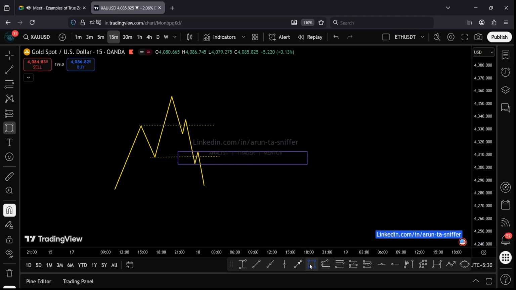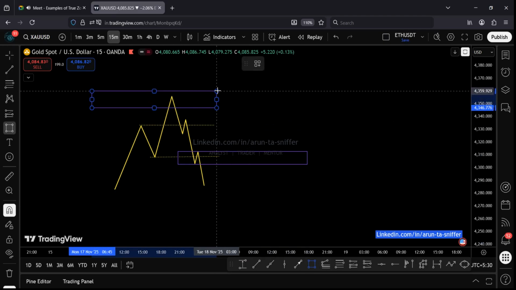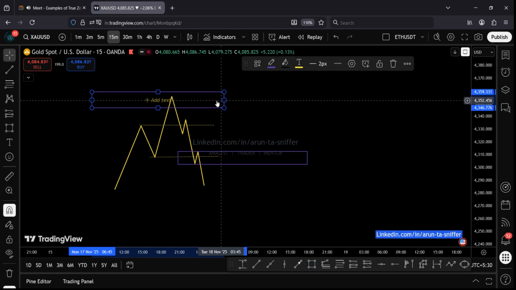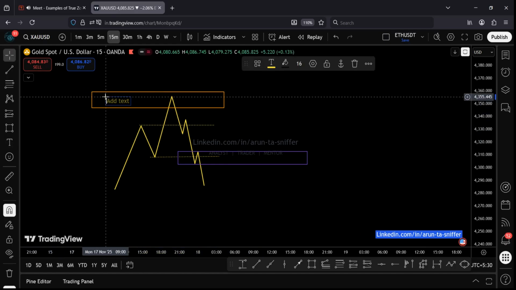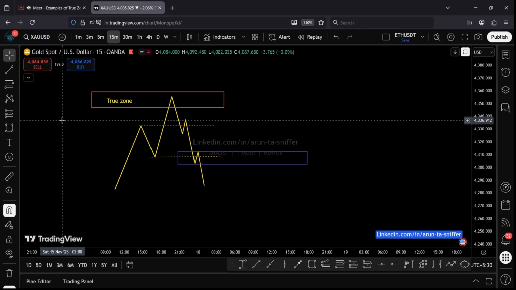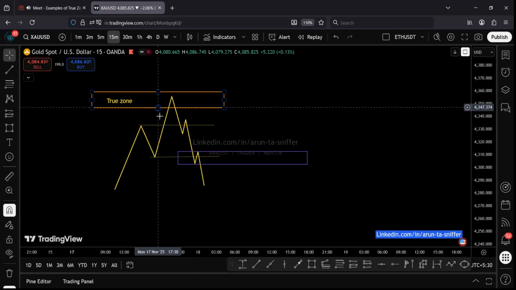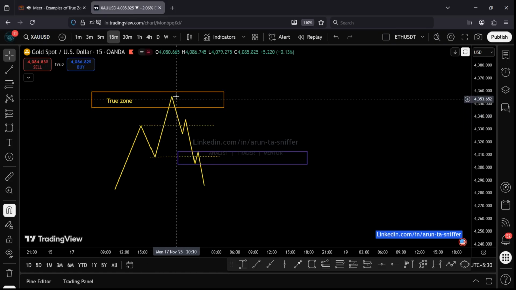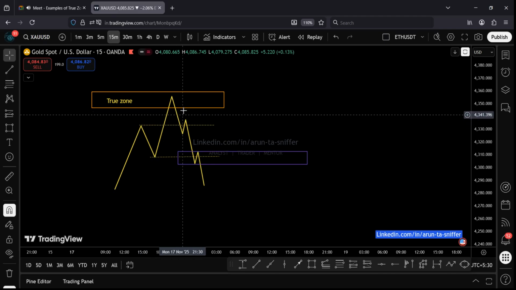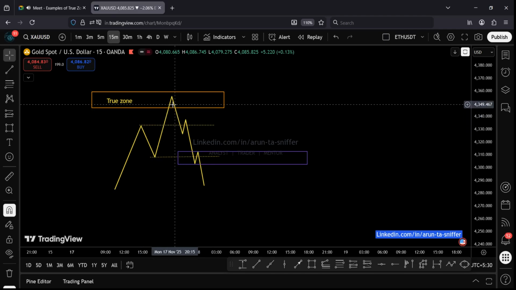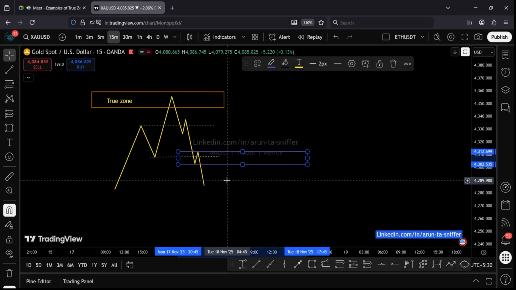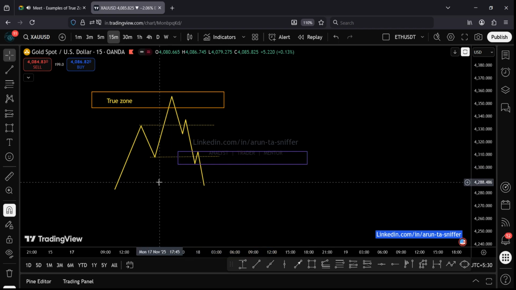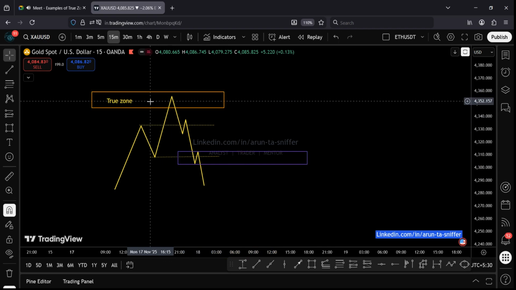But in case price is hitting this one, and this is a true zone, and here we have a bearish engulfing pattern, as this is a bearish QM, then this zone will be treated as RSFL. Do you understand now the differences between the true zone?